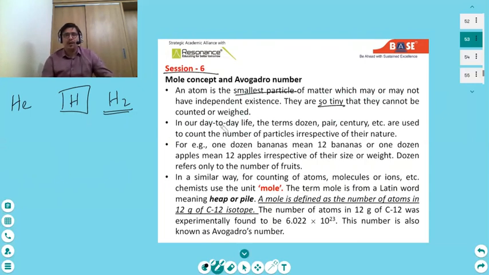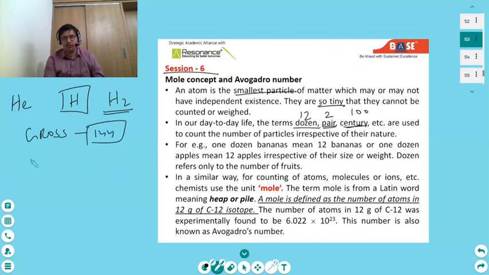easily. So in our day-to-day life, we use terms like dozens. We use the term like dozens means 12. Suppose I ask 1 dozen banana, it means 12 banana. 1 dozen dates means 12 dates. A pair of monkey means 2 monkeys. Century means 100. Similar to that, there is something known as gross. So gross means 144. If I tell 1 gross of paper, it means 144 paper.